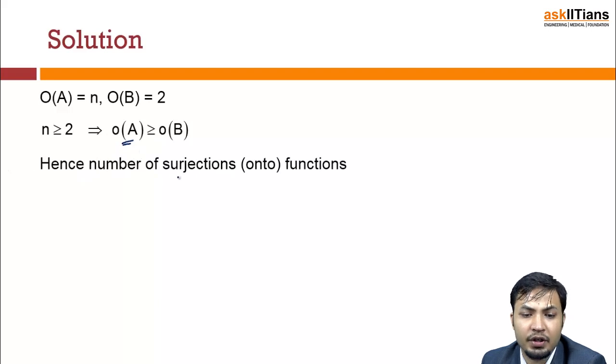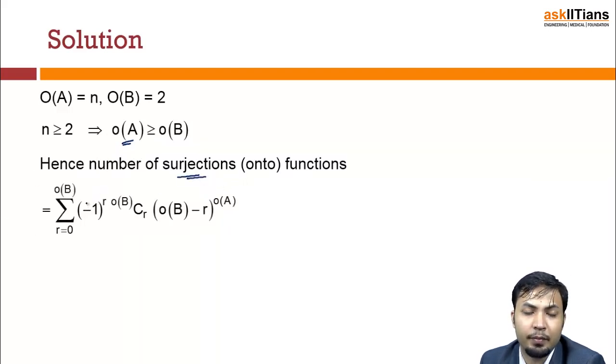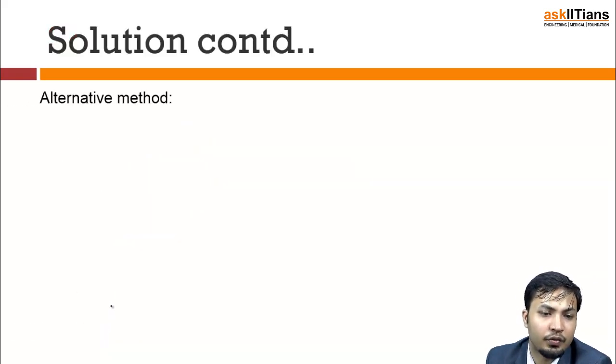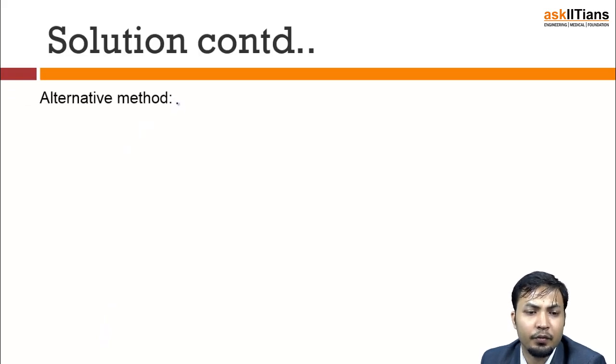Therefore the number of surjections on two functions will be given by the summation over r, and this will give me this equation which says 2C0 into 2 to the power n minus 2C1 into 1 to the power n plus 0. So I will get 2 to the power n minus 2. We'll go through an alternative method here.